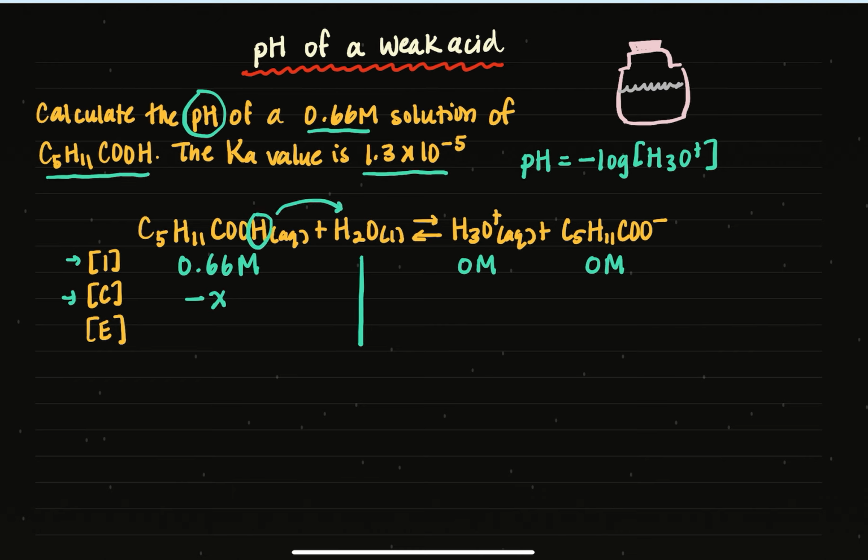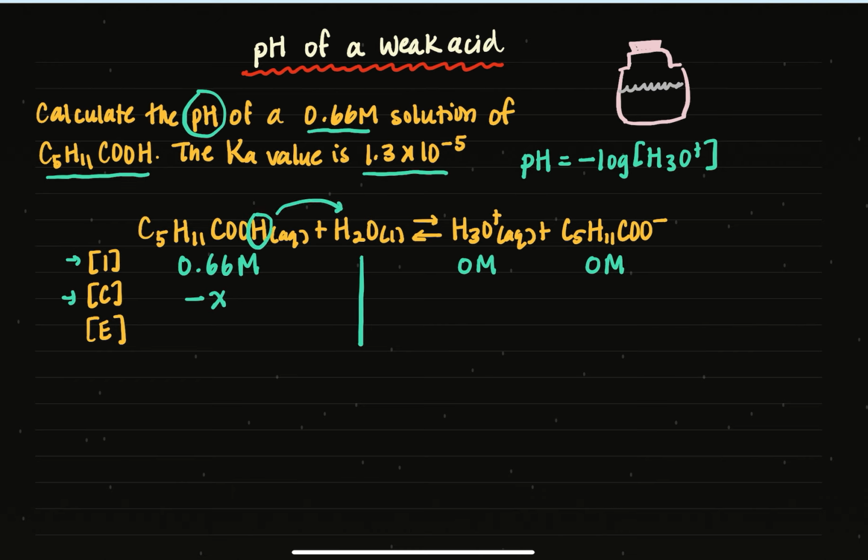Okay, the products will always increase because they're always going to get formed as the reaction proceeds. So we're going to say plus X. So they change by 1X or their mole ratio. So at equilibrium, I'm going to have a value of X of hydronium. Remember, this is what I'm trying to solve. I want to know how much hydronium I have so I can plug it into my pH formula. And then I'll also have the same amount of my conjugate base.